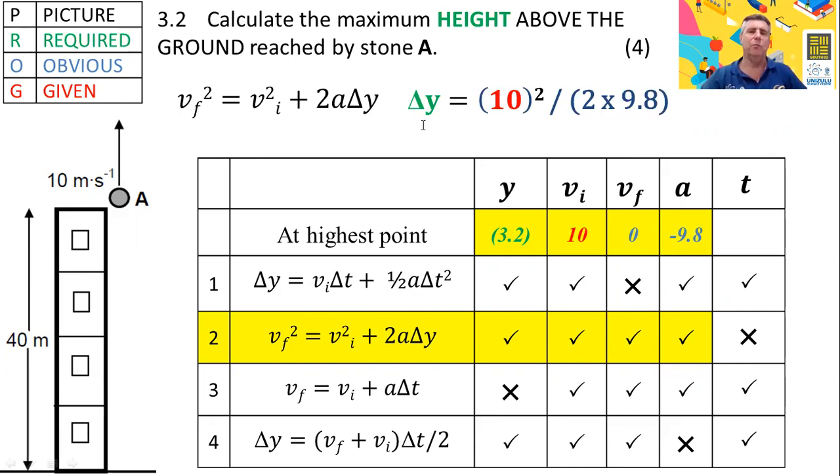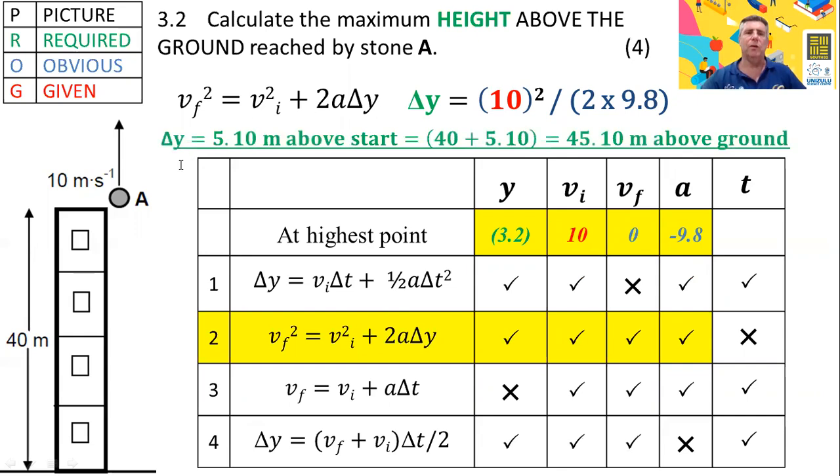And just changing the subject of the formula, we get delta y equals 10 squared, 10 was the initial velocity, divided by 2 times 9.8. 9.8 is, of course, the acceleration. Because it's been taken to the other side of the equation, it's lost its minus sign. That gives us delta y equals 5.10 meters above the starting point. But the question asked for above the ground. So we must add the 40 meters of the building. And that gives us a height of 45.10 meters above the ground.